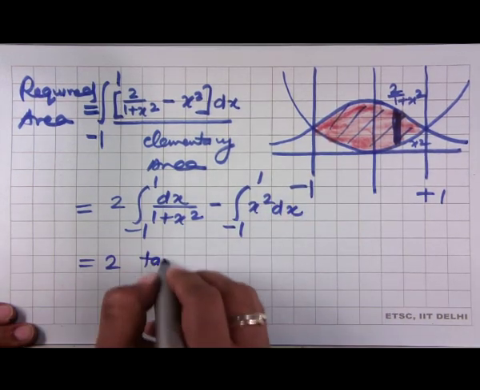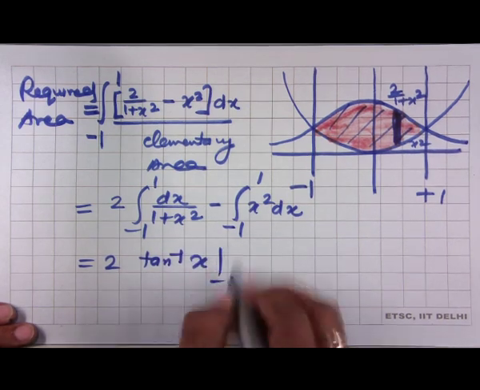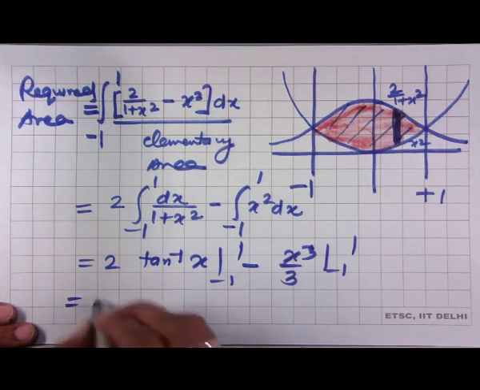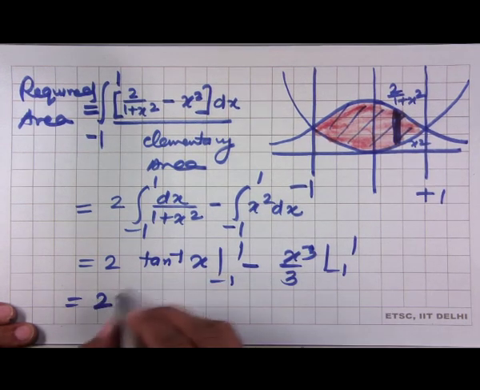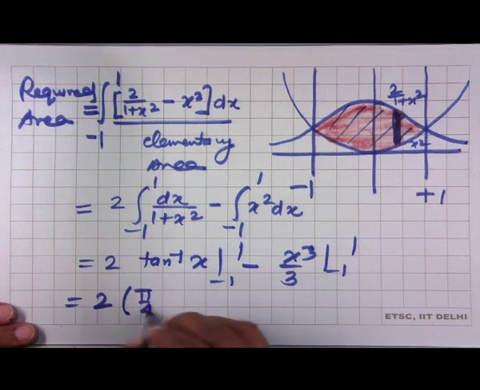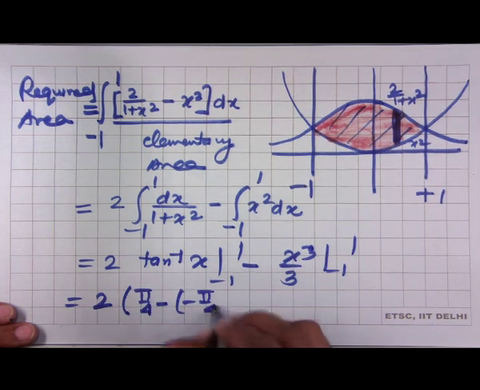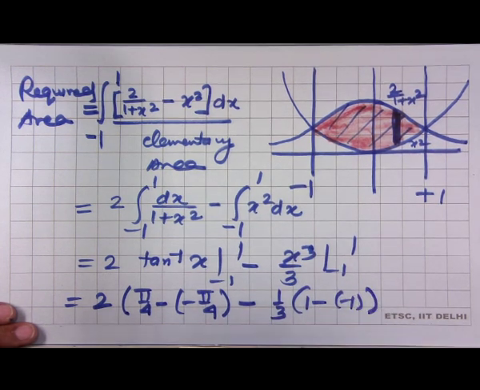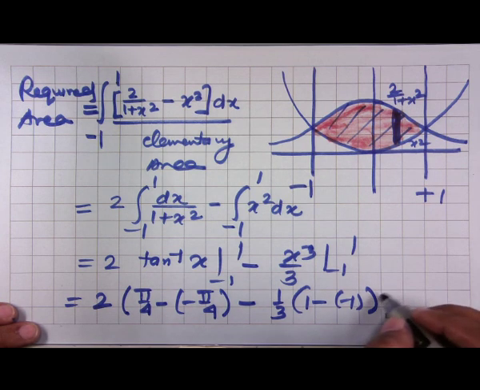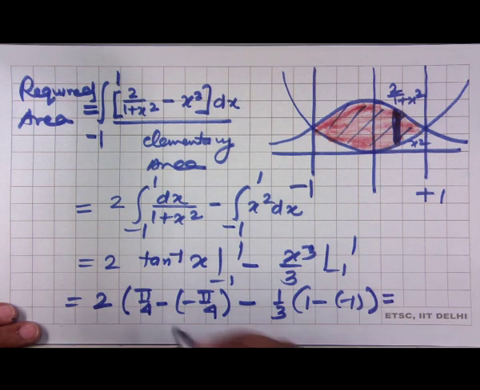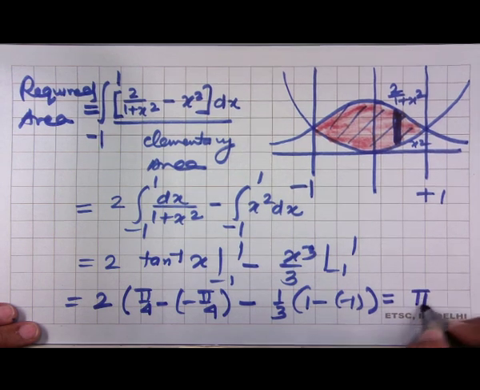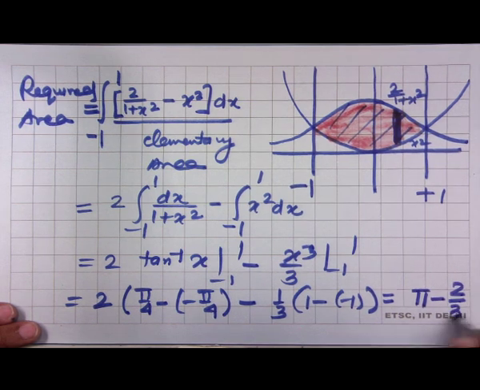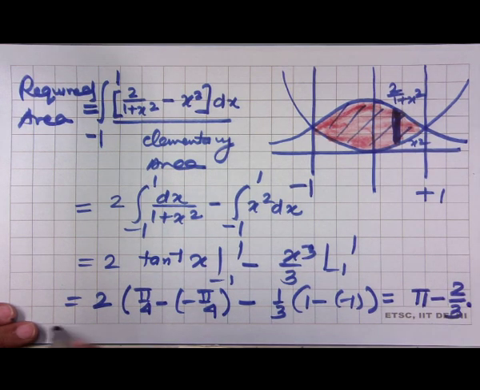2 tan inverse x from minus 1 to 1, minus x cube by 3 from minus 1 to 1. This is pi by 4 minus minus pi by 4, minus 1 by 3 times 1 minus minus 1. So, your final value will be, this is pi by 2, so pi, and this is 2, so you get pi minus 2 by 3. So this is the final answer.